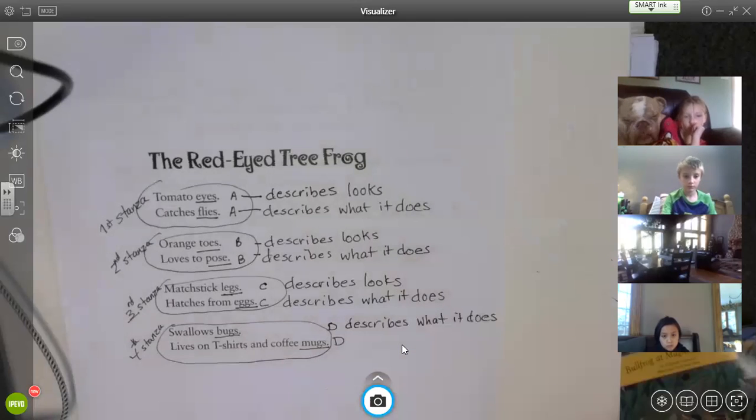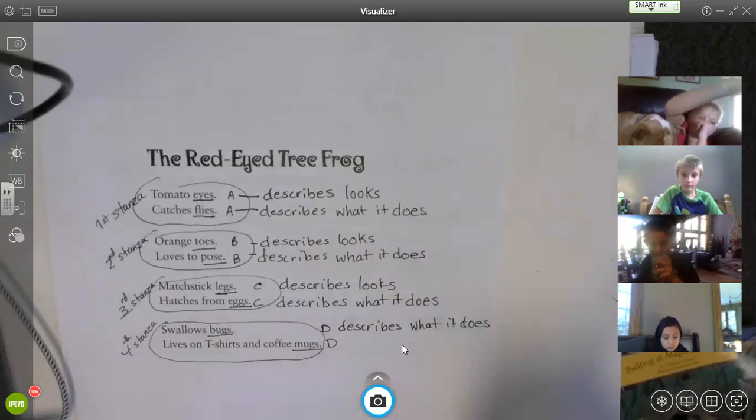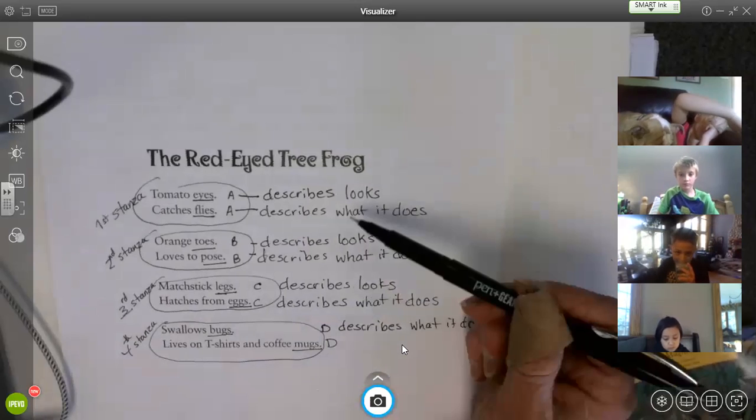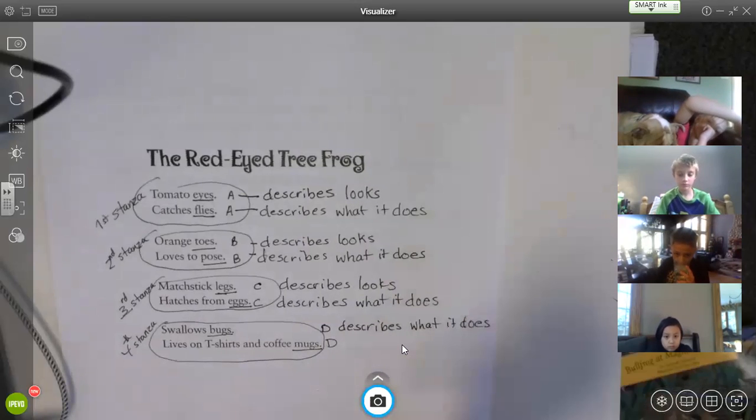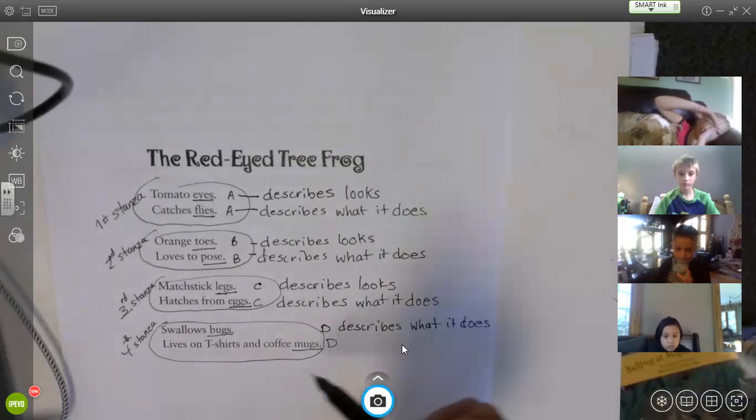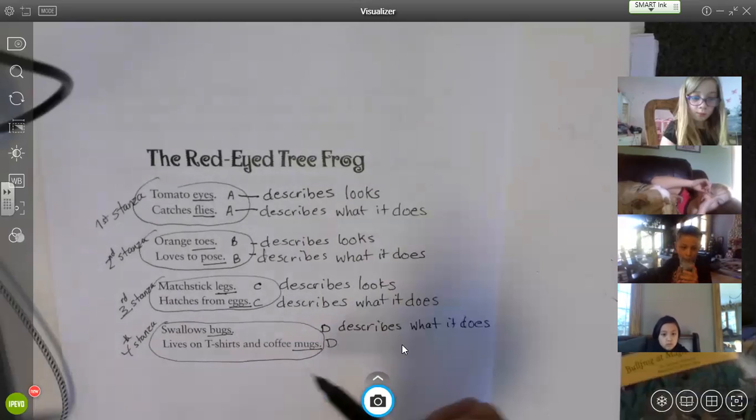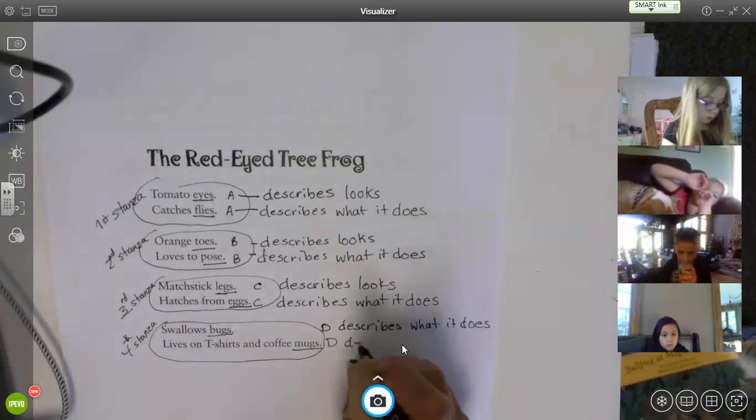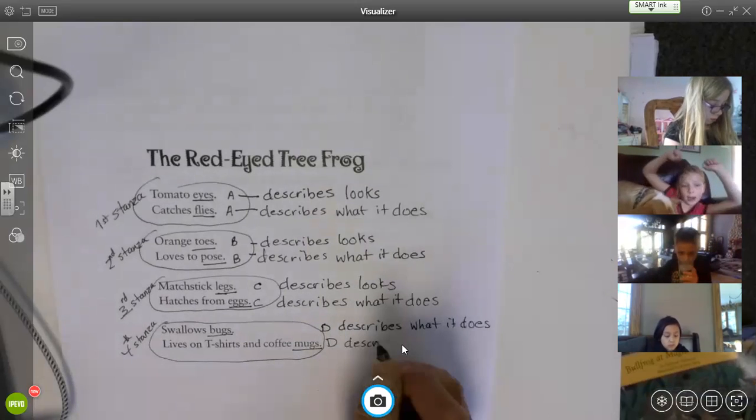Can you unmute? It describes that it eats. Yeah, it's telling something it does, an action, right? It's not describing what it looks like. Where we had a pattern, the pattern just broke on the last stanza. And then it's also saying something else, lives on t-shirts and coffee mugs. That's describing something it does. So we ended with two actions.